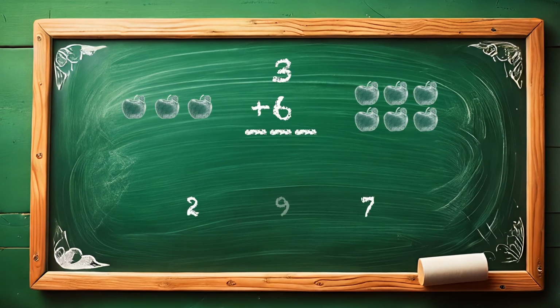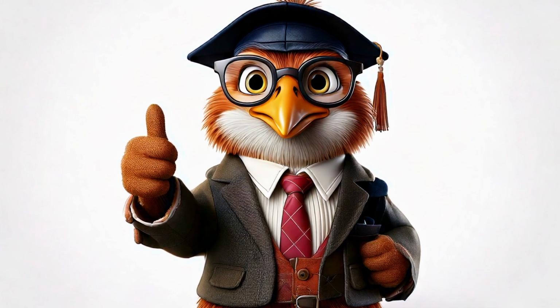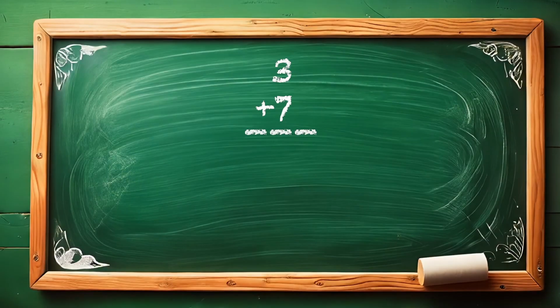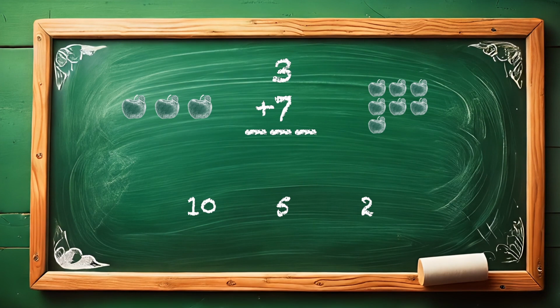If you have 3 apples plus 6 apples, do you have 2 apples, 9 apples, or 7 apples in total? 3 plus 6 equals 9. If you have 3 apples plus 7 apples, do you have 10 apples, 5 apples, or 2 apples in total? 3 plus 7 equals 10.